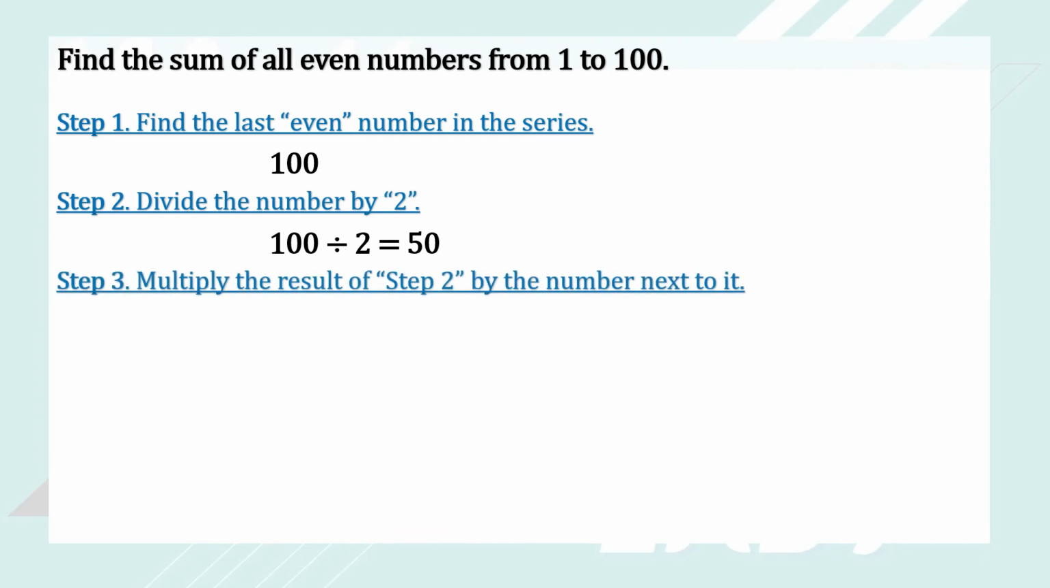Step 3, multiply the result of step 2 by the number next to it. So, ano yung kasunod ng 50? 51. So, 50 multiplied by 51 is equal to 2,550. So, ibig sabihin, the sum of all even numbers from 1 to 100 is equal to 2,550.